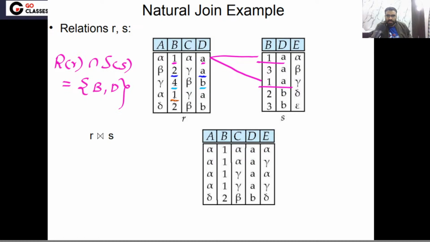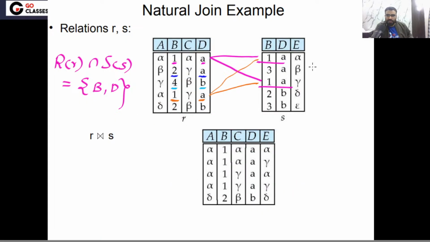You can see that this tuple has BD value equal to 1A. So this tuple will combine with the first tuple, also with the third tuple. So you can see we will get these two tuples in the output. We will get alpha 1 gamma A alpha, and also we will get alpha 1 gamma A gamma. Very simple.